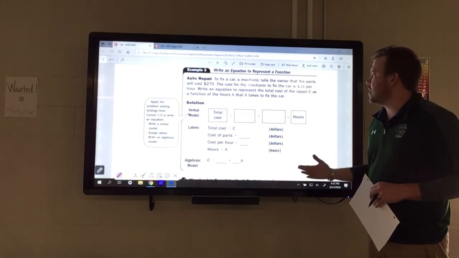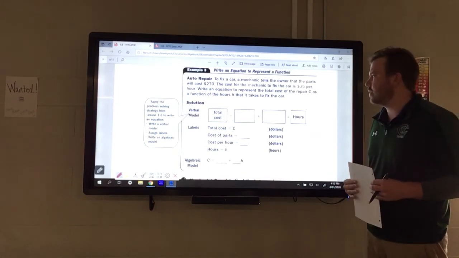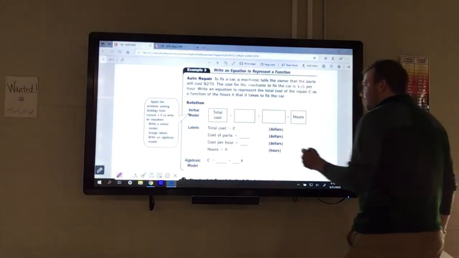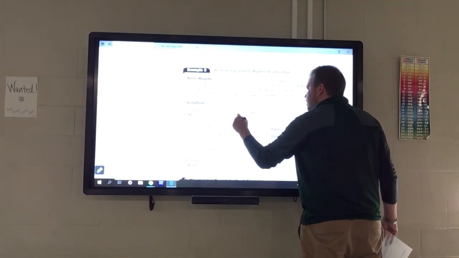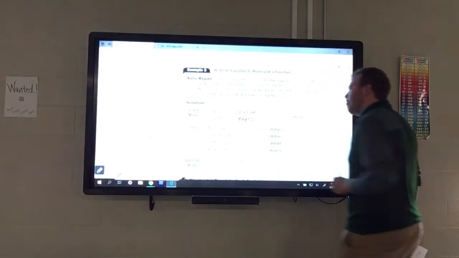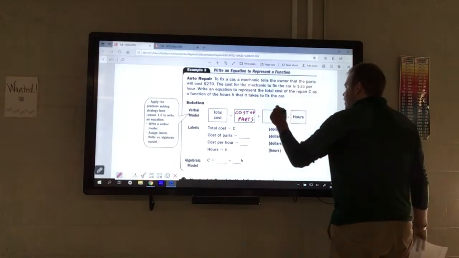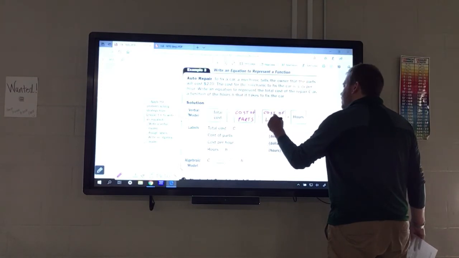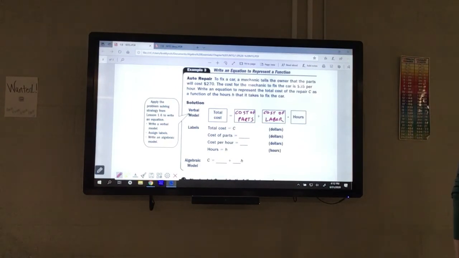So we want to set up an equation that represents how much it's going to cost us depending on how many hours it takes to fix the car. So our total cost is equal to, we have to take into account the cost of the parts, and then plus, we also need to take into account the cost per hour. So let's say cost of labor, because they charge labor per hour. So this is kind of a verbal model of what our equation will look like.